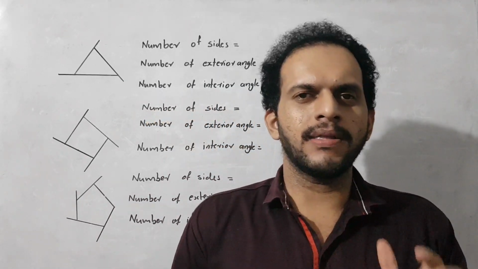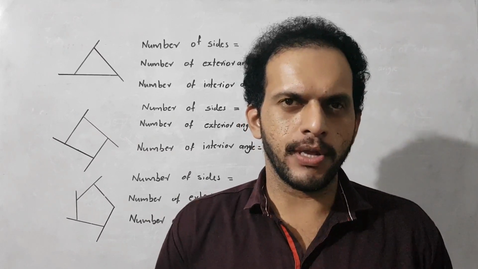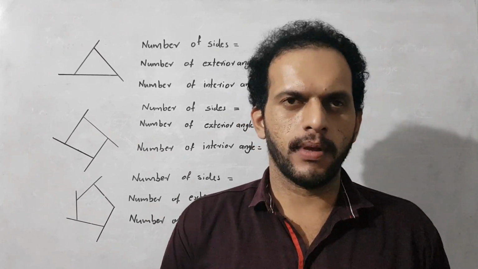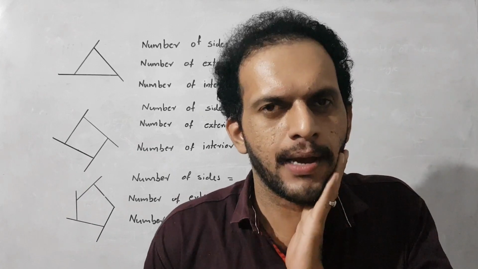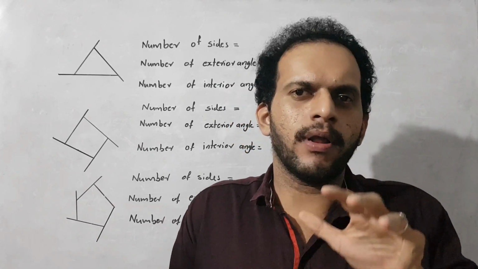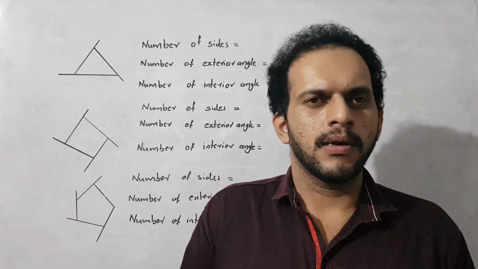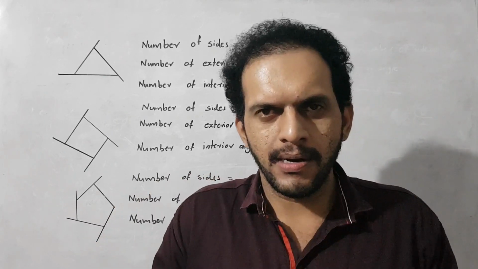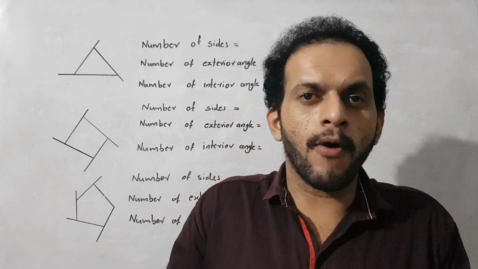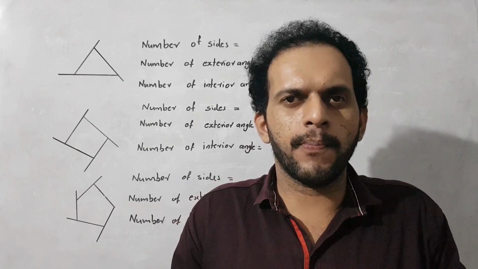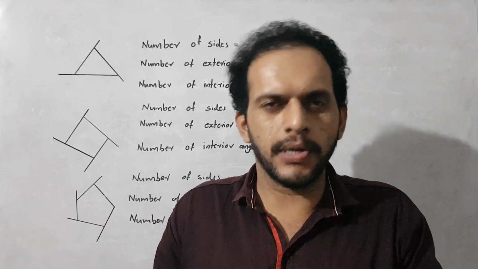In the last class, we learned what the angle sum of exterior angles of a polygon is. Then we generalized the idea: in any polygon, the angle sum of exterior angles is 360 degrees.